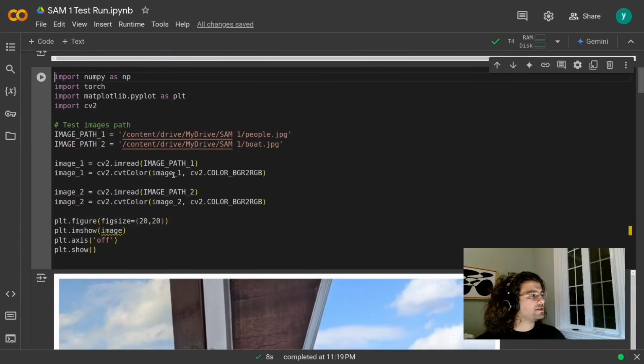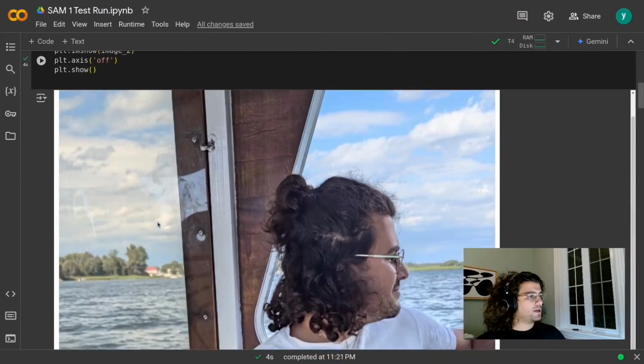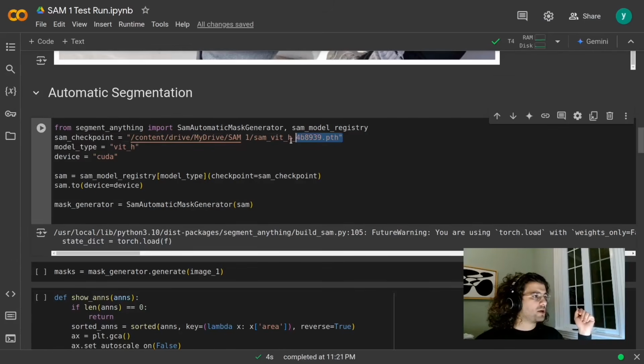So then I have this section where I'm going to actually read the two images. One is me in a poster presentation and another one is me on a boat. So let's take a look at that. This is me in front of a bunch of posters, and this is me on a boat. So the first thing that we're going to use Segment Anything for is automatic segmentation. It needs a few things to work based on the repository. It needs the checkpoint of the model, so I have this one that I downloaded from their site and put into the Google Drive. You have to tell it what type of model you want, because you can have multiple model types, and also where the device is, in this case.